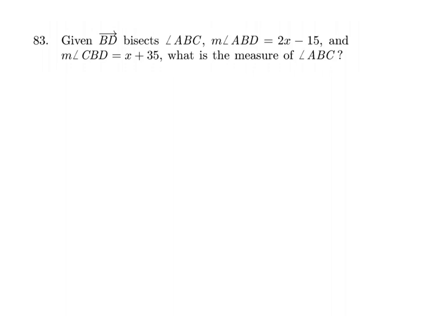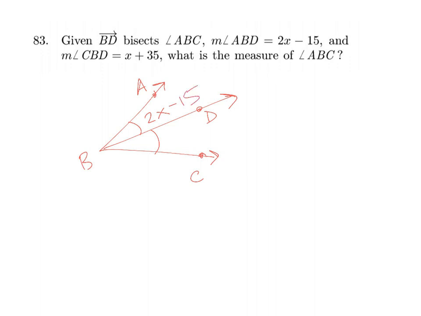Alright, given BD bisects angle ABC, we're going to draw our own diagram here. A, B, C, alright, and BD bisects the angle, so these two angles are congruent. ABD is 2x minus 15, and CBD is x plus 35. What is the measure of angle ABC?